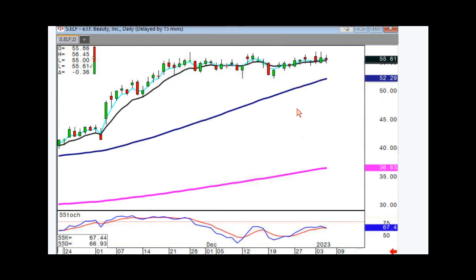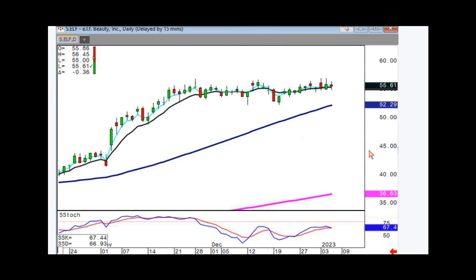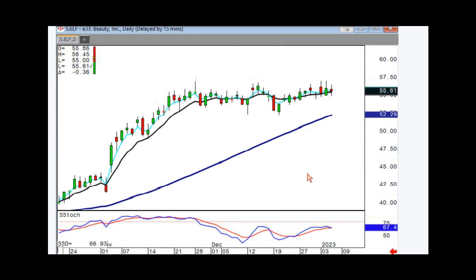ELF. The rhetorical question is, which direction is this going right now? At this point, it's sideways. You don't know whether it's going to go this way, or this way. So if I was long, if it didn't open positive and trade positive tomorrow, I'd close it out and go find something that looks more like this.